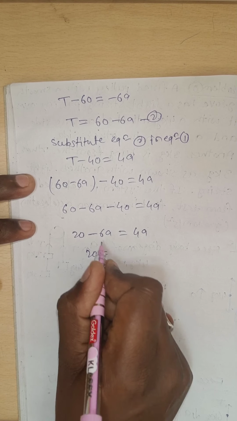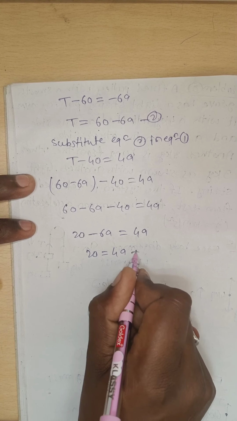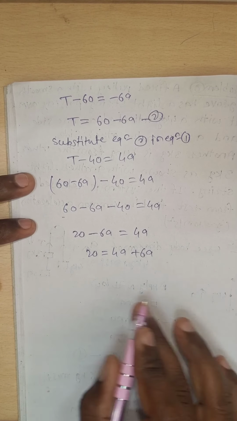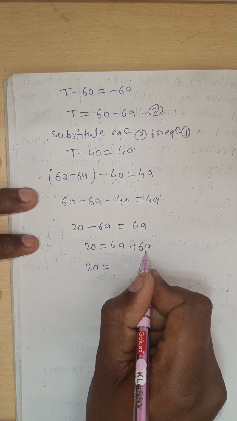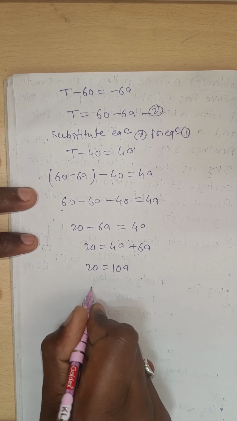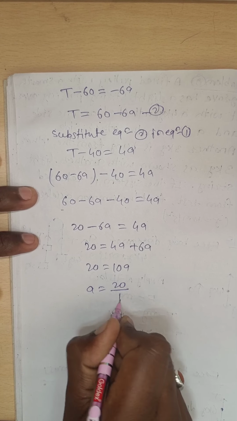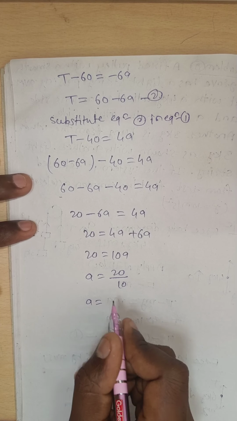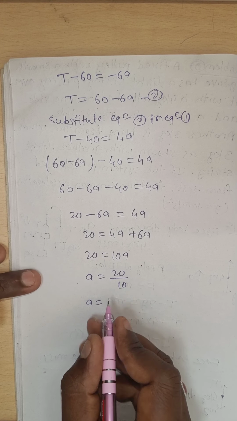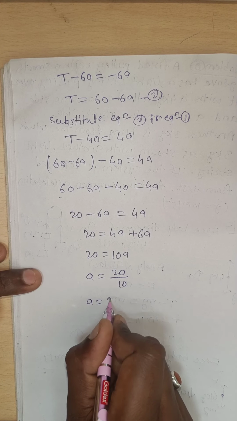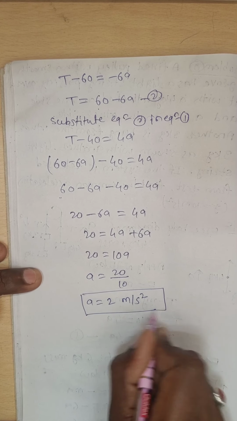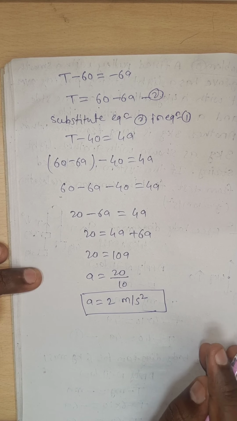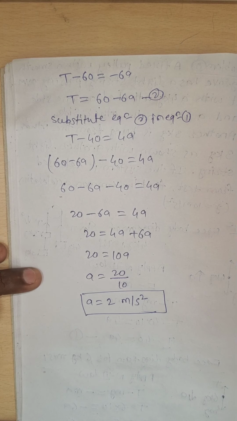Then minus 6a, when shifted to the right, becomes plus 6a. Then 20 is equal to 4a plus 6a, which is 10a. Therefore a is equal to 20 by 10. Therefore the acceleration is 20 divided by 10, which means 2 meter per second square. Therefore the acceleration of the system is 2 meter per second square.